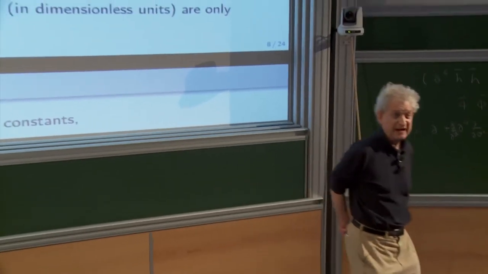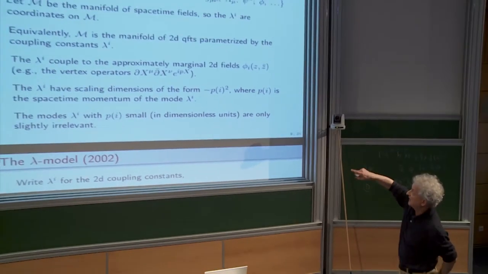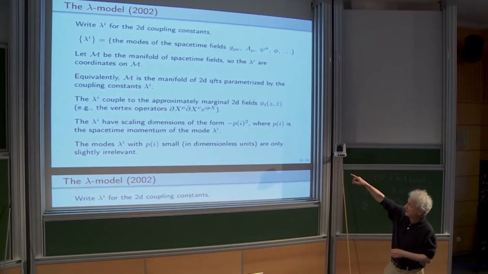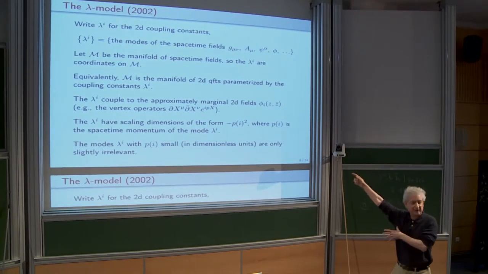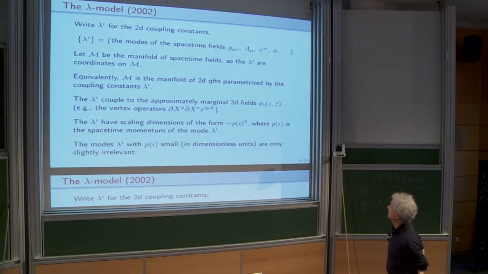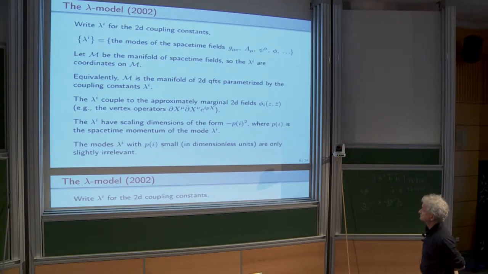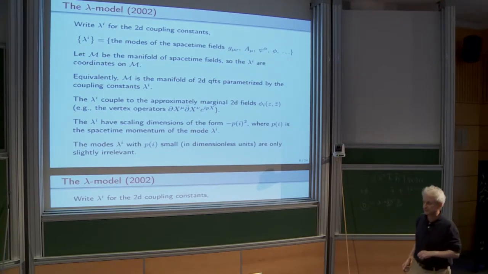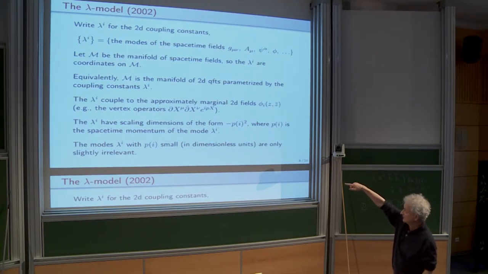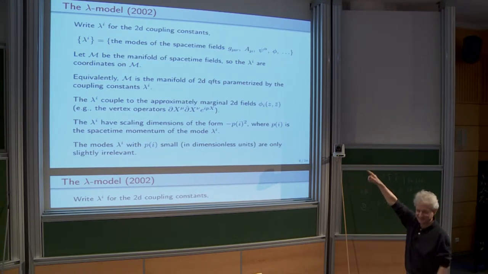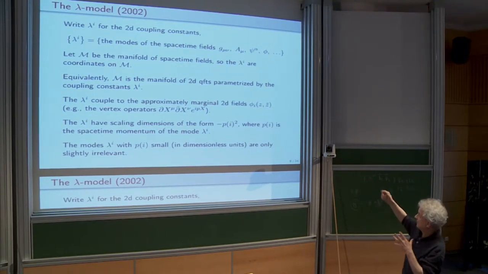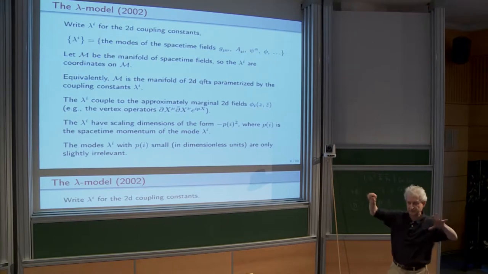So, abstract a little bit. Write lambda I for the two-dimensional coupling constants. So the lambda I are the modes of whatever space-time fields describe the two-dimensional field theory. By modes, I mean the momentum modes in space-time. And then let Cal-M be the manifold of space-time fields. So the lambda I are coordinates on this manifold.